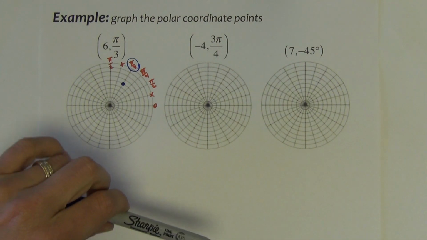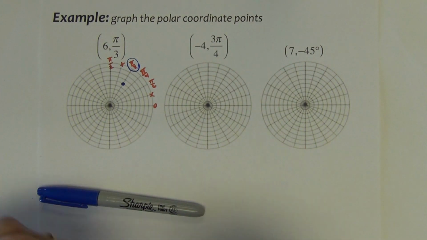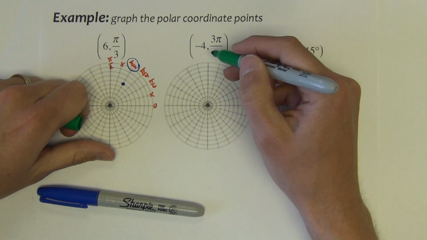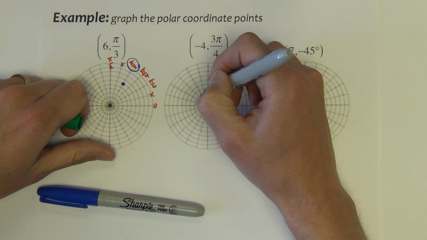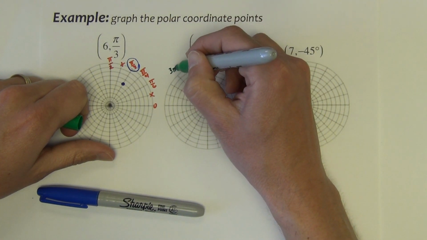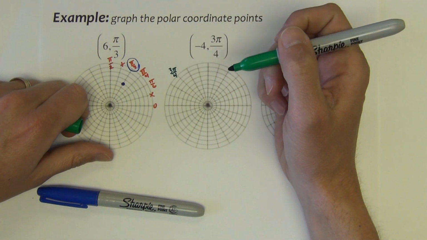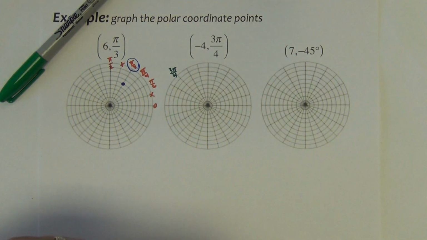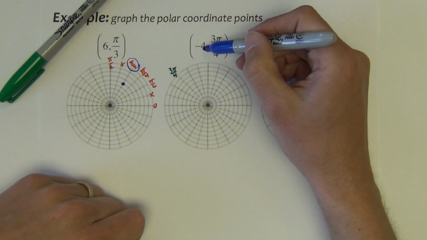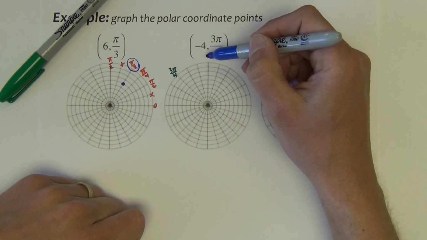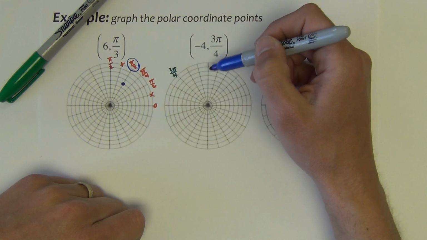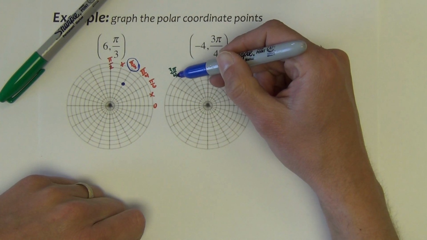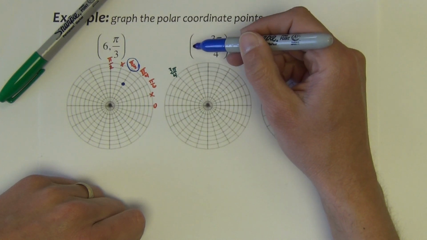Okay, the next point, -4 comma 3 pi over 4. So first of all, let's figure out where is 3 pi over 4. 3 pi over 4 is in the middle of quadrant 2. There's 3 pi over 4. Now this one's a little different than the last problem in that we've got a negative r value. Our distance from the pole is negative. Well, when we go on the 3 pi over 4 line, towards 3 pi over 4, I'm counting a positive distance from the pole. I want a negative distance from the pole.